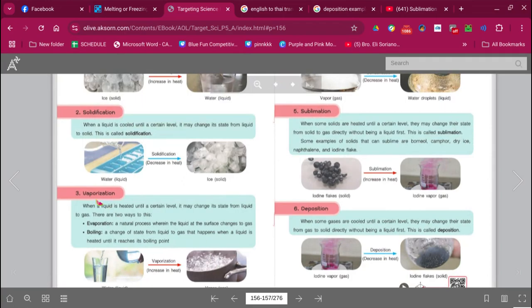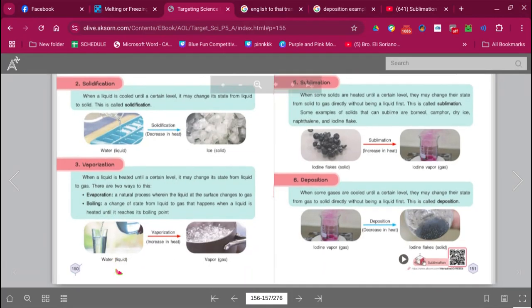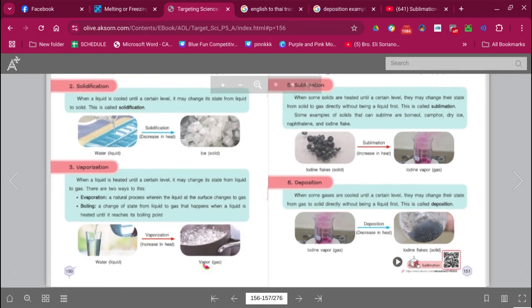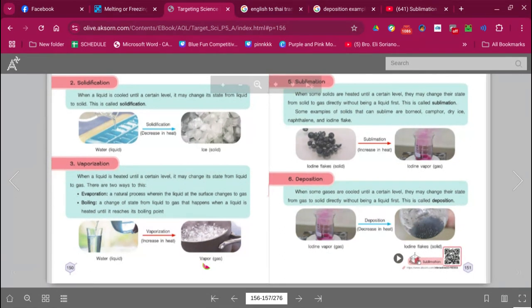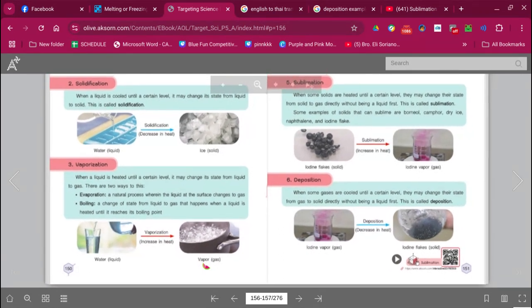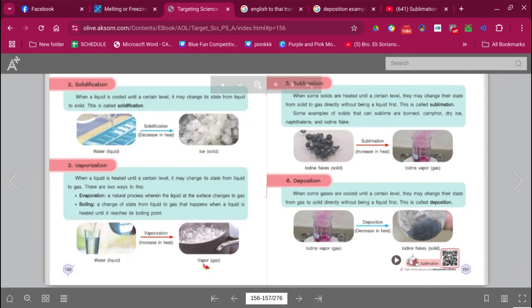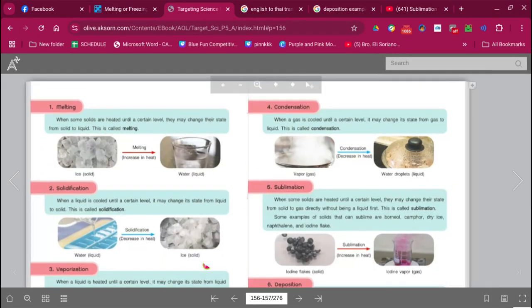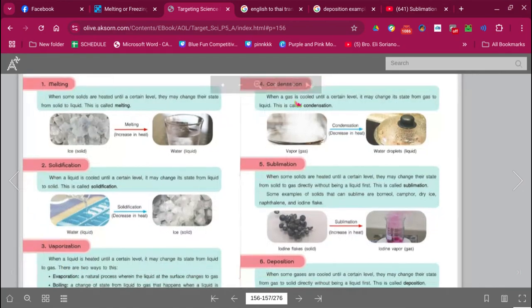And the third one is vaporization, from liquid into gas. That is like when boiling water, the gases will evaporate. And the fourth one is condensation. From gas, it comes out into a liquid. Just like the vapor, the steam of the boiling water, it comes out into water droplets.